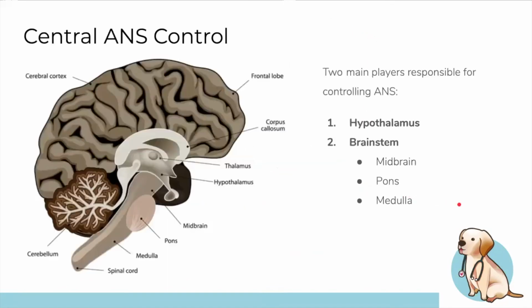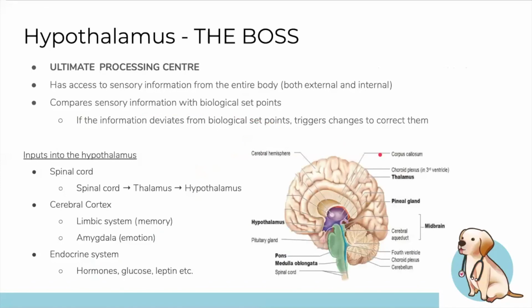So central ANS control is controlled by your hypothalamus and your brainstem. Hypothalamus is this thing here, brainstem, this massive thing there. In terms of brainstem, we've got the midbrain, the pons, and medulla, and all 3 of them are very important for staying alive, essentially. So hypothalamus is your big boss. Everything in the whole entire body comes back to the hypothalamus, or important information in a sense. It can get information from outside the body, so external stuff, and it also controls the different set points inside your body, so the internal information.